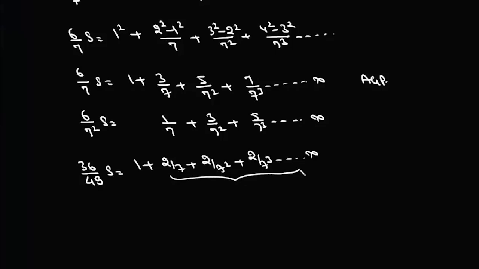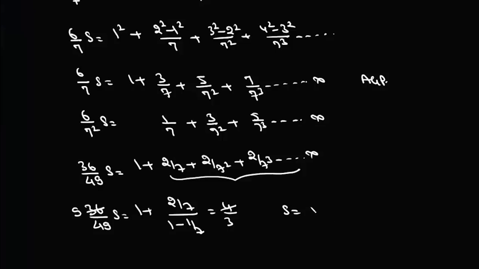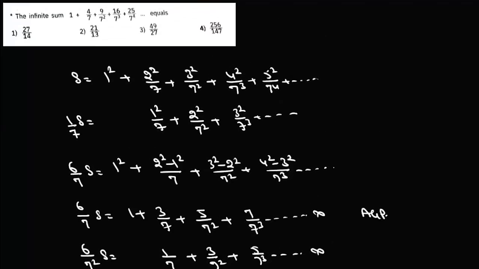Now this is nothing but a GP. So we can write 36 upon 49 S and this is 1 plus a upon 1 minus r. So it will be 2 by 6, 1 by 3. 1 plus 1 by 3 is 4 by 3. Now this is 9. So this S will be simply 49 by 27. So the sum of the series is 49 by 27 and that's your option C.